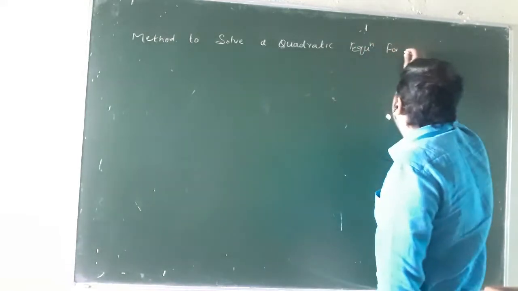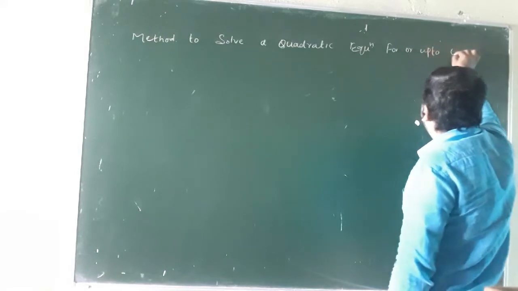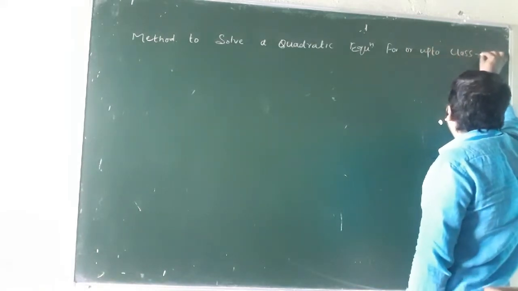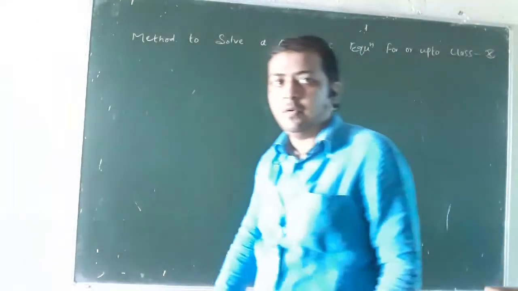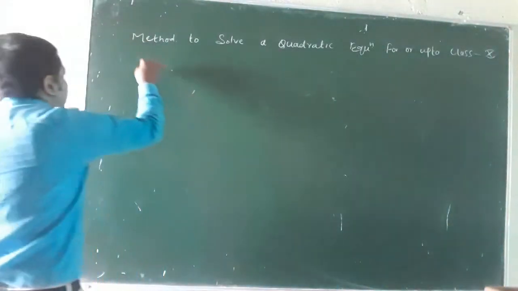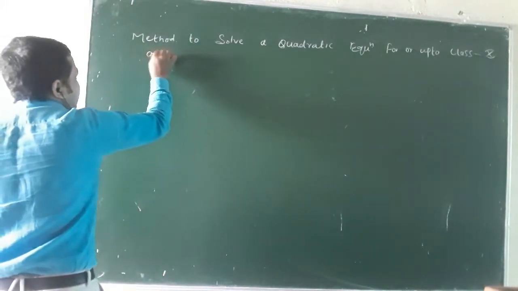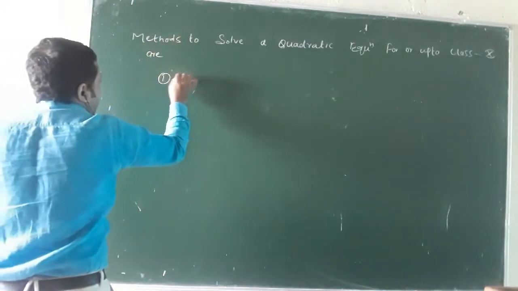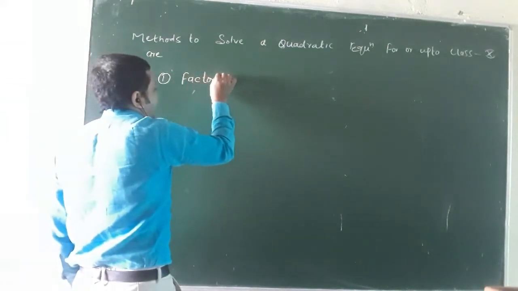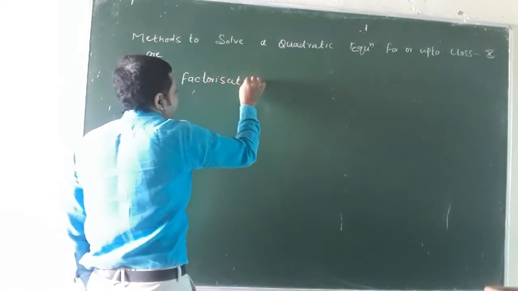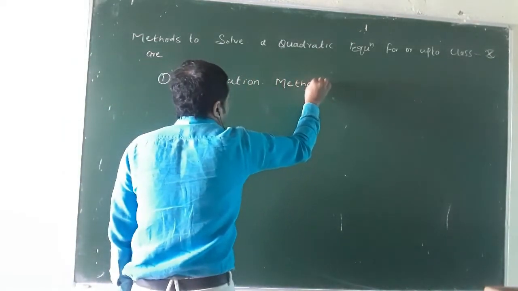Up to class 10. Class 10 तक के लिए मेथड जो है वो, what will be the most practiced methods are. First one is called factorization method, or you can say middle term splitting.